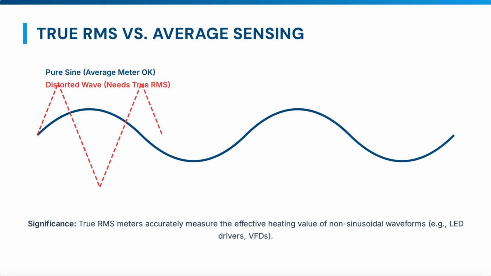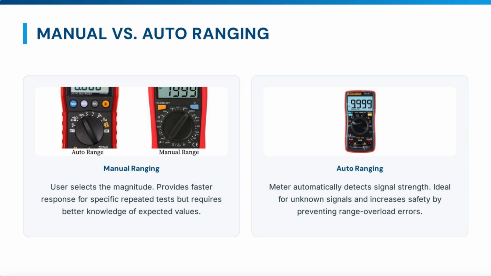True RMS meters. These use internal electronics to mathematically calculate the actual heating value of the waveform. This ensures precise measurements for both perfect sine waves, blue line, and irregular, non-sinusoidal waves, red dashed line. The image compares manual and auto-ranging digital multimeters, highlighting how manual ranging requires you to select the measurement magnitude while auto-ranging automatically detects signal strength and prevents overload errors.